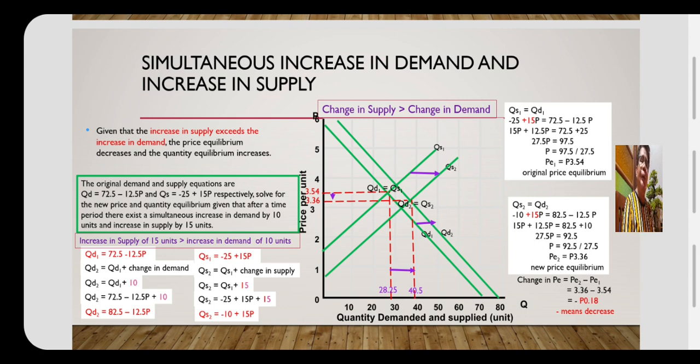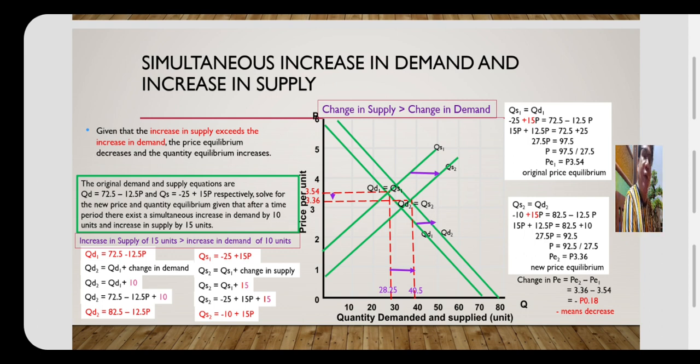Now, simplifying, we have 27.5P equals 92.5. And so we can solve for P as the quotient of 92.5 and 27.5. So 92.5 divided by 27.5 gives us the price equilibrium equal to 3.36. So this computed price equilibrium of 3.36 is the new price equilibrium, because what we have equated are the new supply equation and the new demand equation.